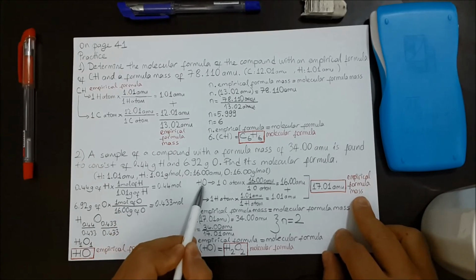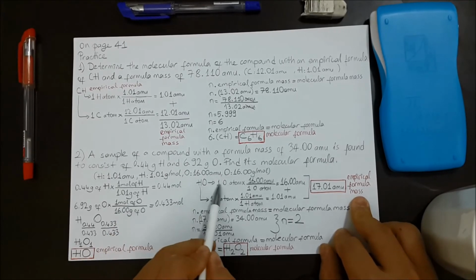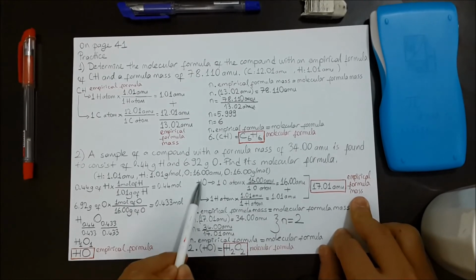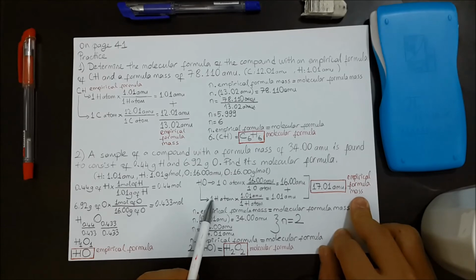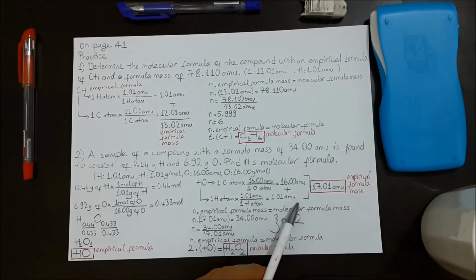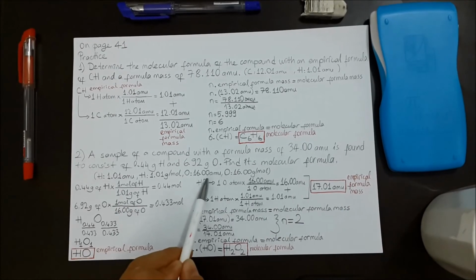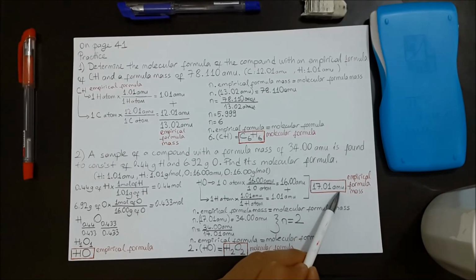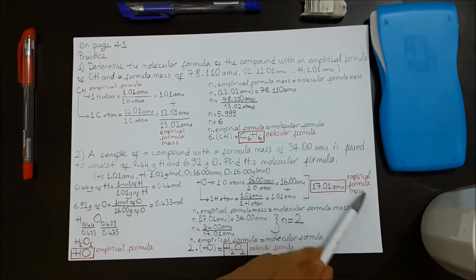In HO, this is the empirical formula, I have one oxygen atom. It makes 16 AMU. And also one hydrogen atom. One hydrogen atom makes 1.01 AMU. I will sum these average atomic masses of the atoms. They make 17.01 AMU. This is our empirical formula mass.